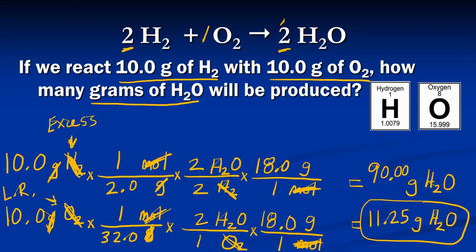So after doing these problems, hopefully you can see the process that we use to solve limiting reagent problems. We have to continue using our 3-step process, and we'll have 2 answers, and the smaller of those 2 will be the correct answer.